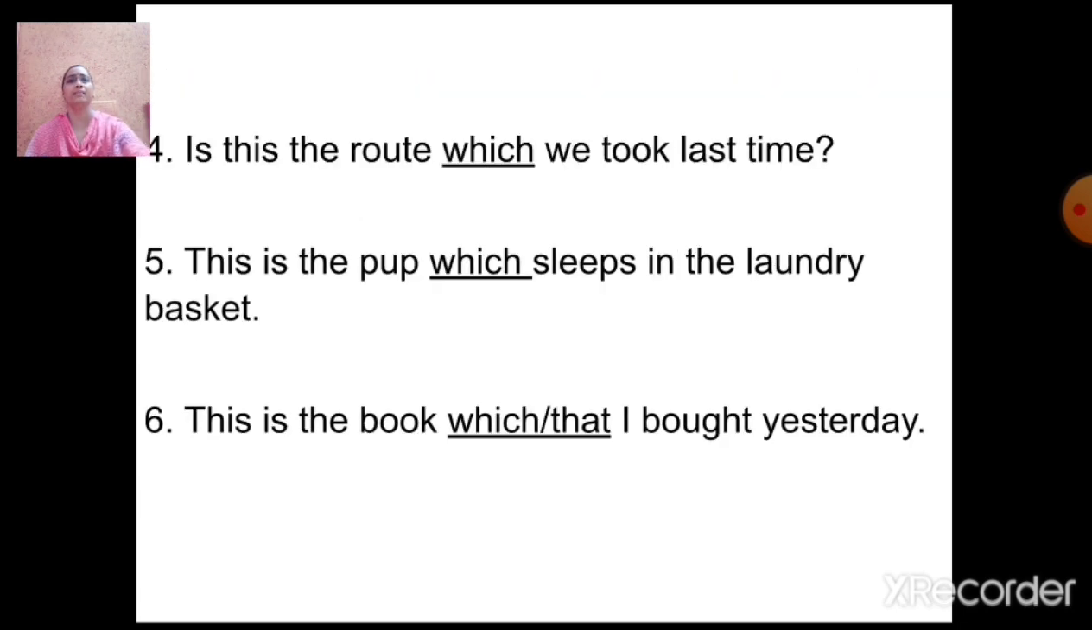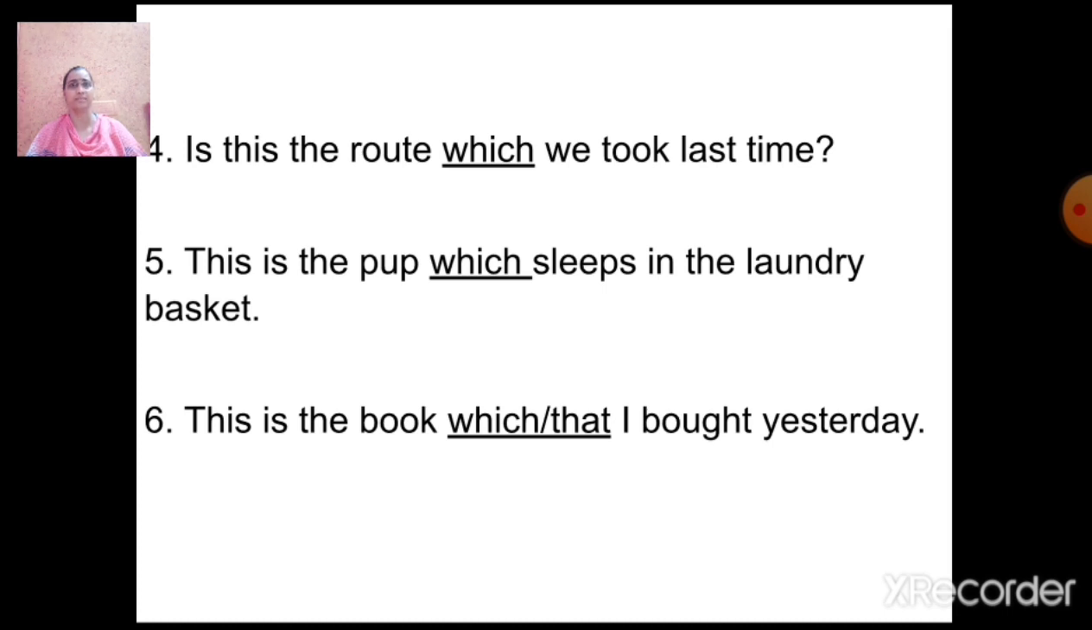Then the next one. Is this the route dash we took last time? Then the answer is, is this the route which we took last time? Then this is the pup dash sleeps in the laundry basket. The answer is which? This is the pup which sleeps in the laundry basket.